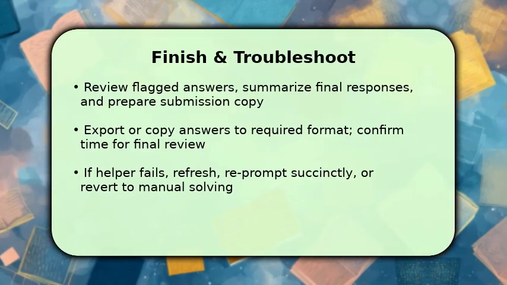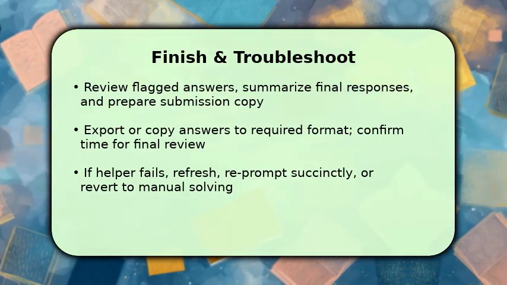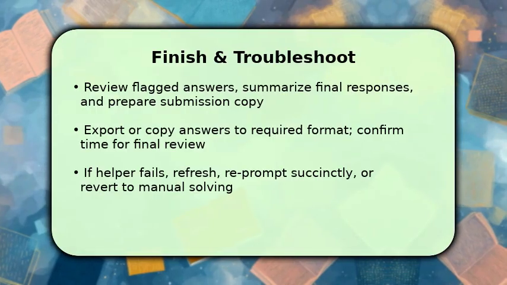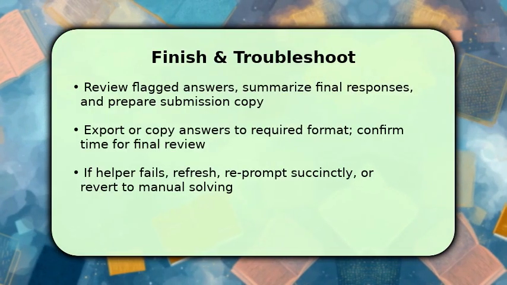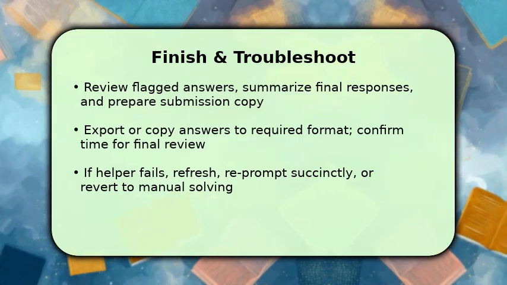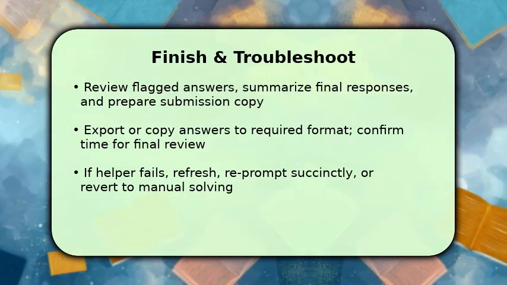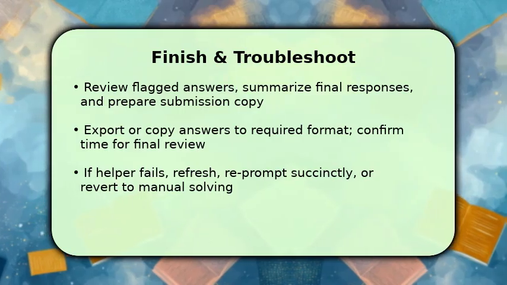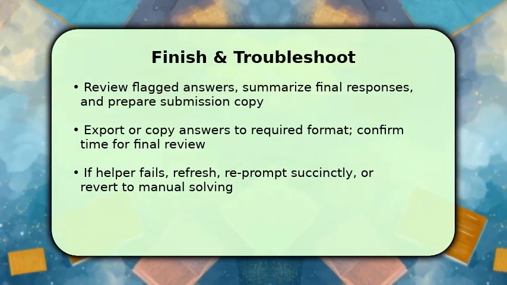If the AI helper stalls or gives inconsistent results, refresh the session, reprompt with a shorter, clear instruction, or switch to manual solving for that item. Make sure to note one troubleshooting tip. When outputs degrade, isolate variables and rerun a focused prompt to restore reliability.